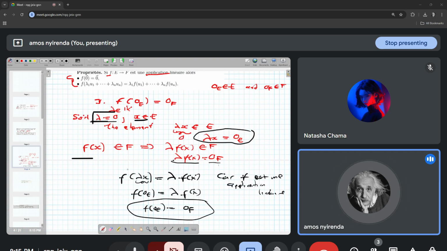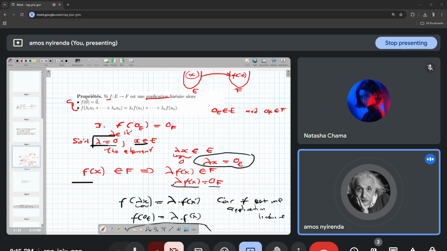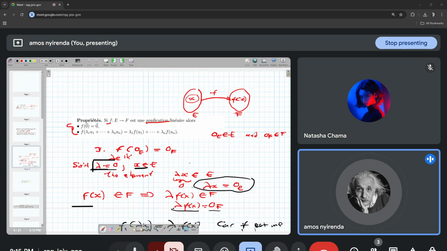Now we know that f est une application linéaire, so this property is true. So f of lambda multiplied by x is lambda multiplied by f of x, because f est une application linéaire. Or lambda multiplied by x, because lambda is 0, is a 0 de E, so we replace 0_E here. And then lambda multiplied by f of x is a 0 de F. So that's why here we have f of 0_E is equal to 0_F. And then that's the first property.